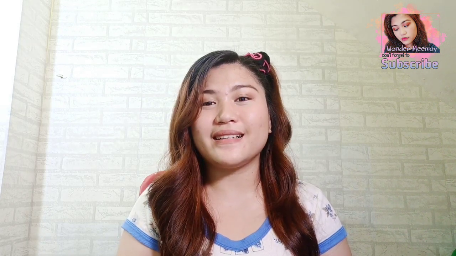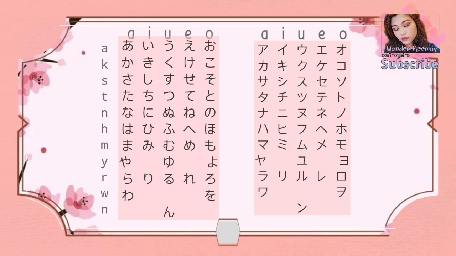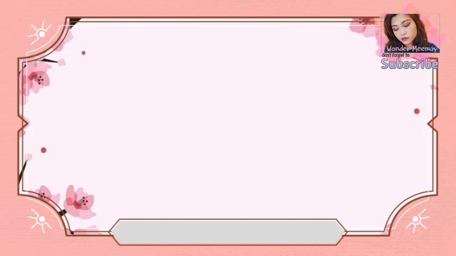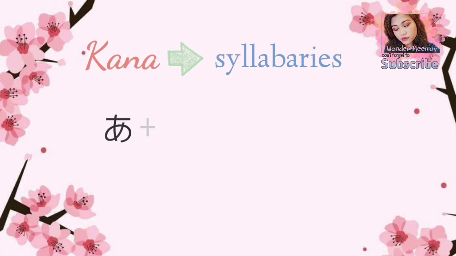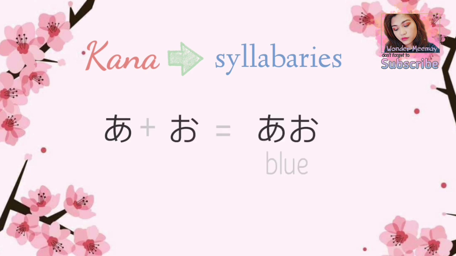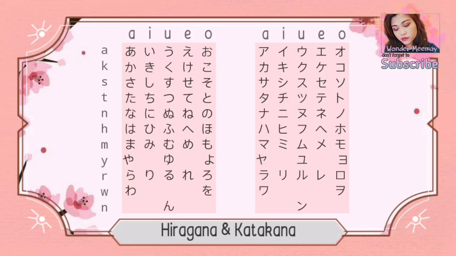In the Japanese language, they are using three scripts, and these are hiragana, katakana, and kanji. Hiragana and katakana are what we call the kana, or the syllabaries that form words. Both hiragana and katakana have 46 characters each, and each character has a unique sound.